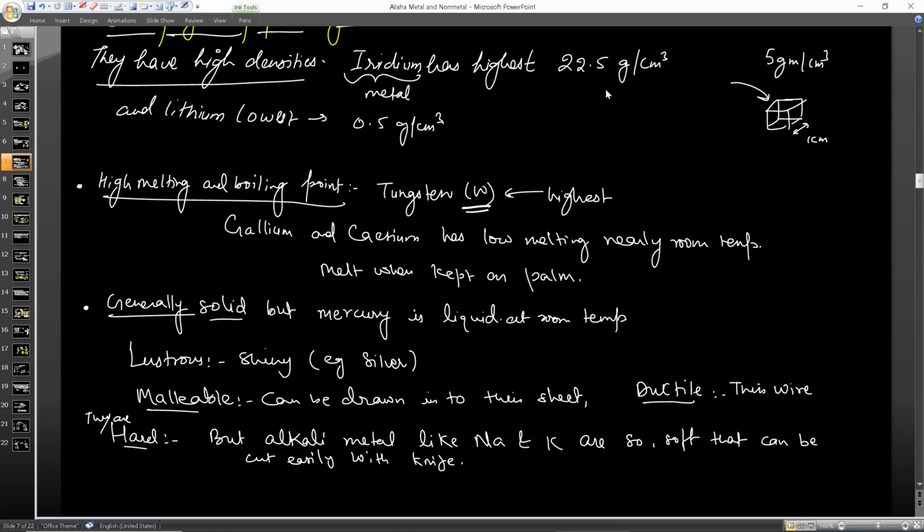Sir, what is iridium metal used for? Iridium is a very heavy metal, and it is used for making something very heavy. Metals are used for different purposes. For example, if we need to make something very heavy in less space, we will make it from iridium.